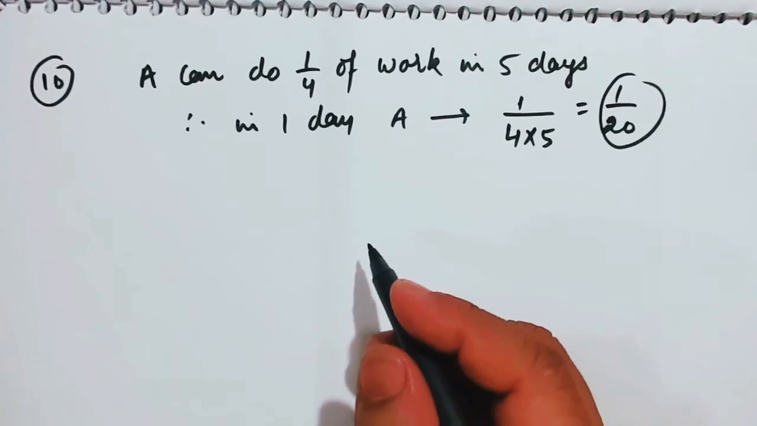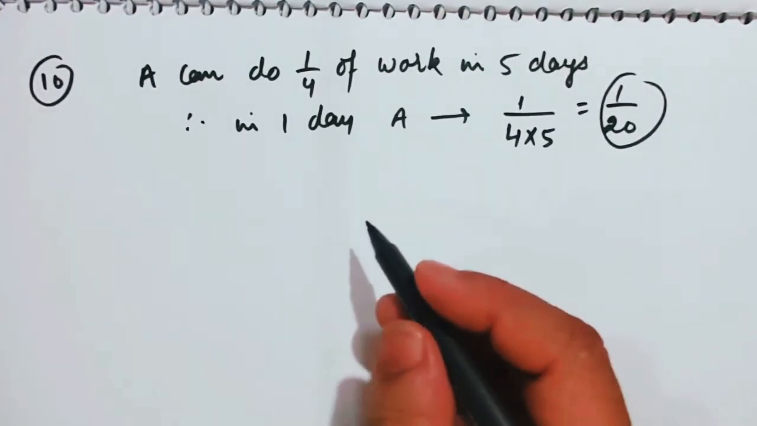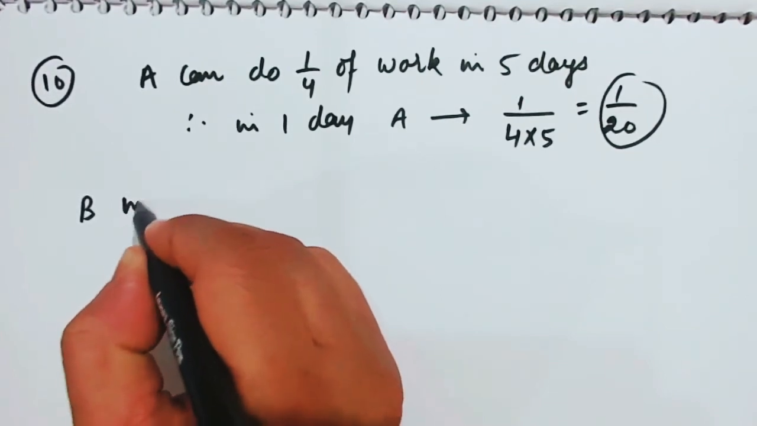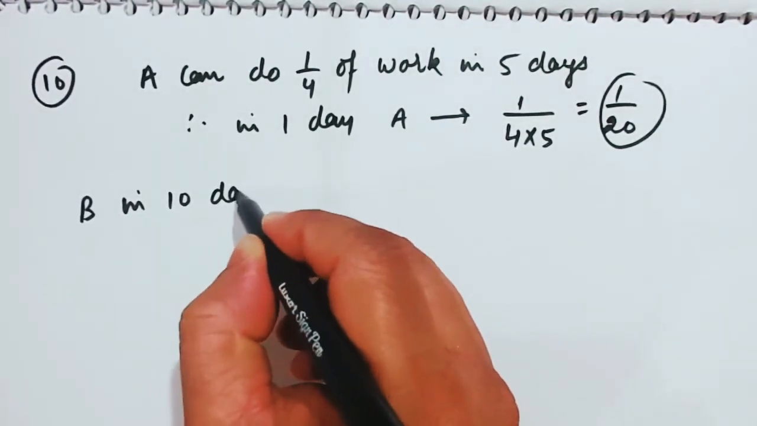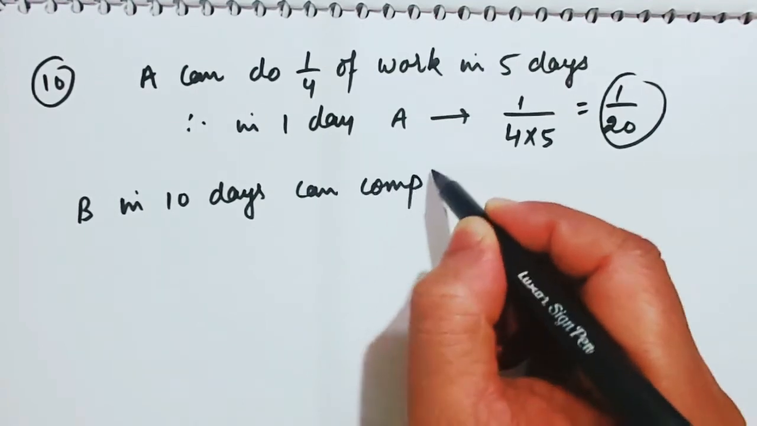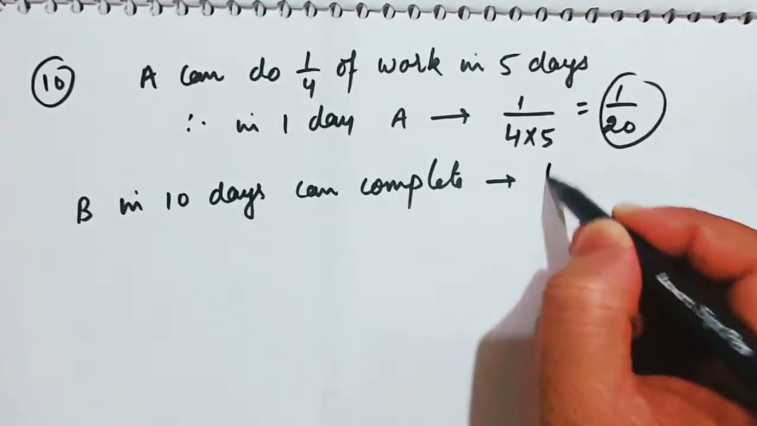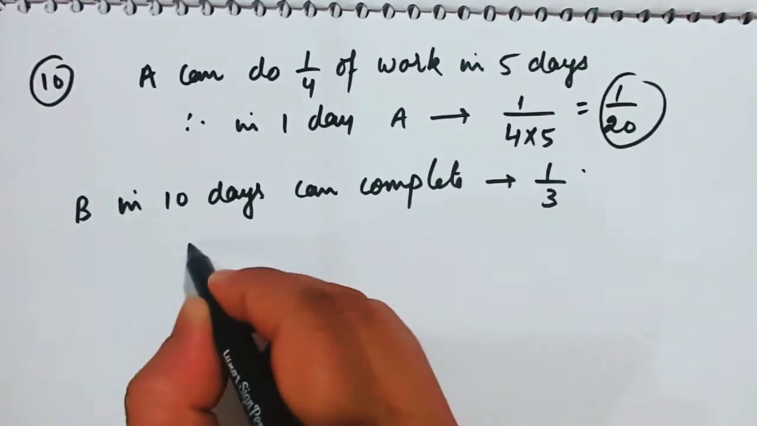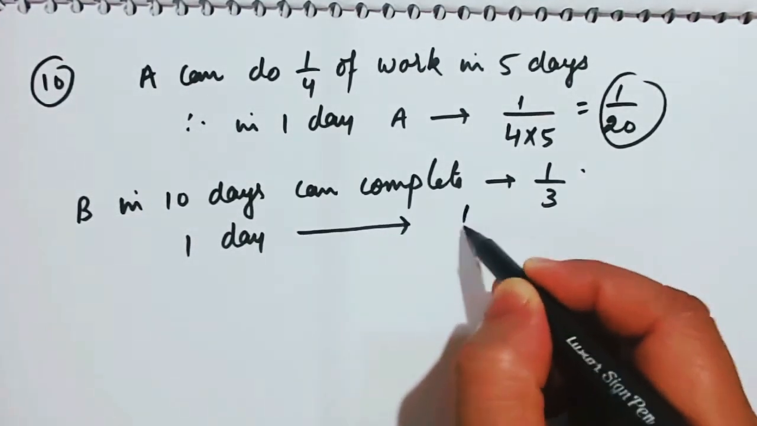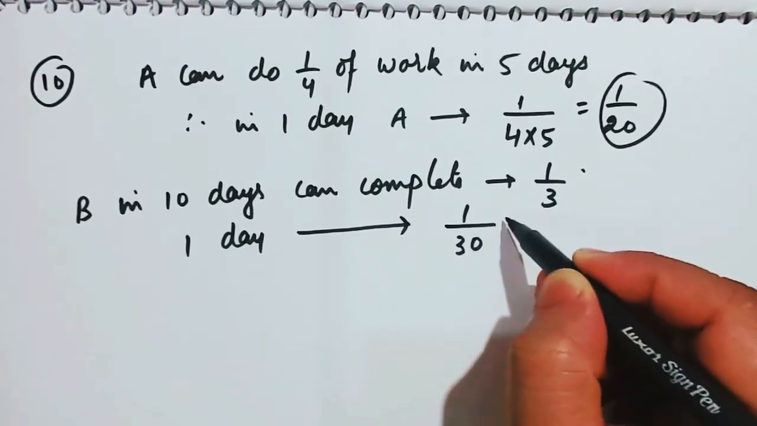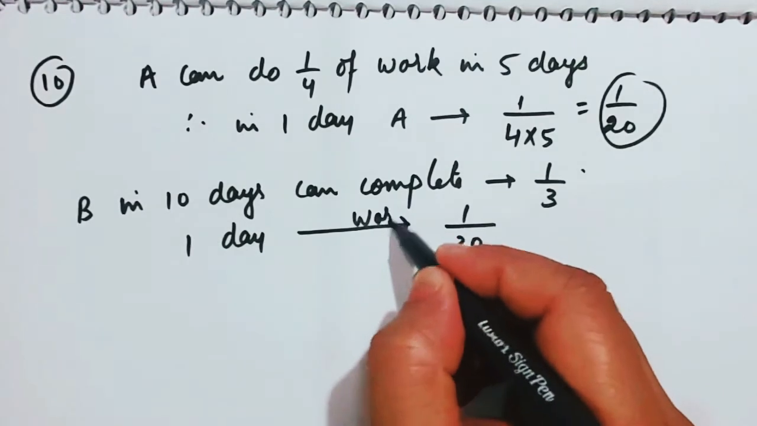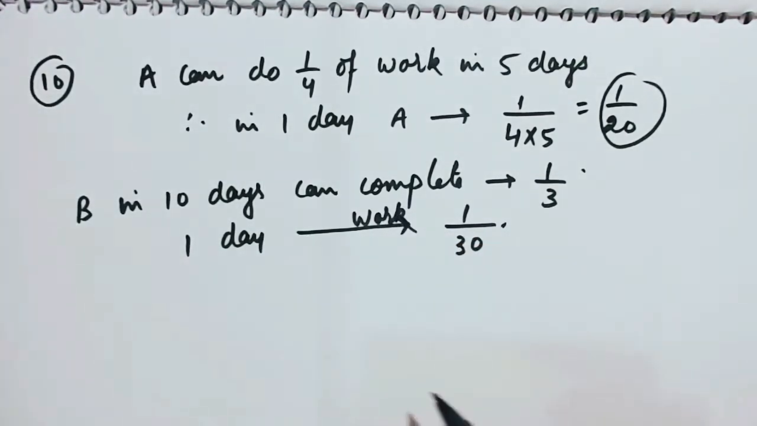Similarly, B can do 1/3 of the same work in 10 days. So B in 10 days can complete how much? Can complete only 1 by 3 of the work. So in one day, it's very natural that B will do 1 by 30 of the work. Work done is equal to 1 by 30.